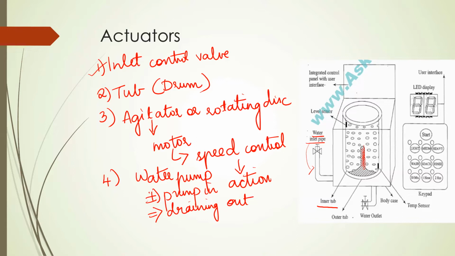The first one is the inlet control valve, which is used to control the water entering based on the quantity of clothes. Second is the tub. You have two types of tub, the inner tub and the outer tub. The inner tub has small holes on it, whereas the outer tub is a solid one with no holes. The third is the agitator, also called the rotating disc. It is called a motorized agitator because it is connected to a motor, and the speed of the motor is varied based on the action performed by your washing machine. The fourth is your water pump, which does two actions: pumping in water and draining the water out.